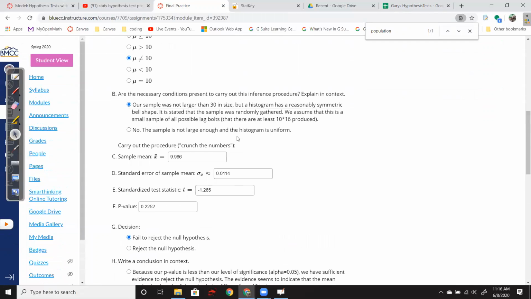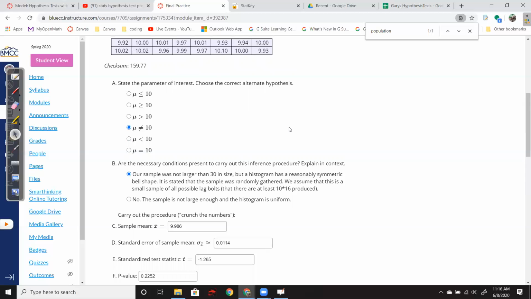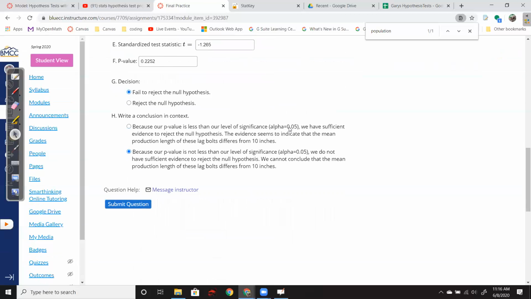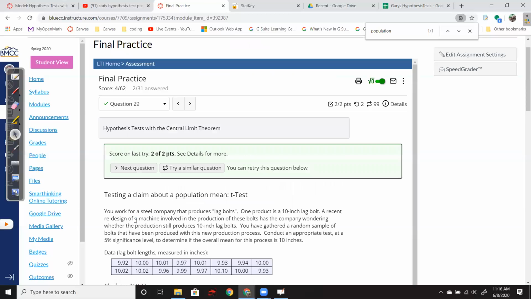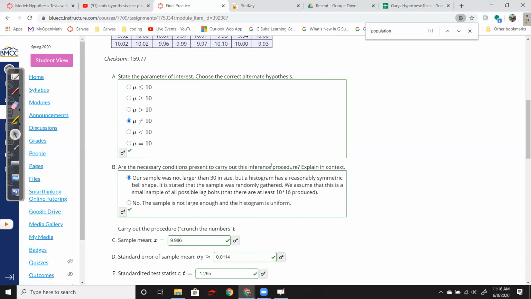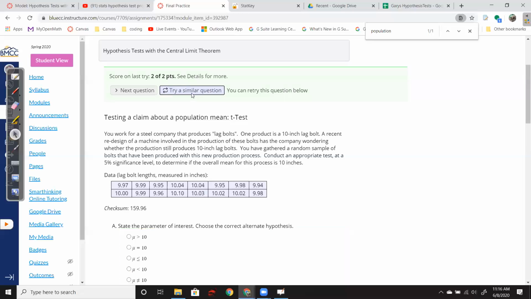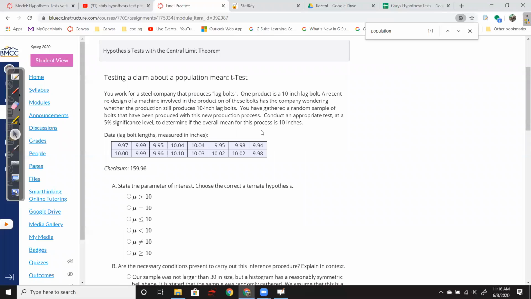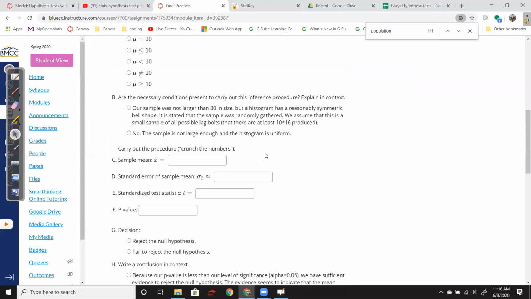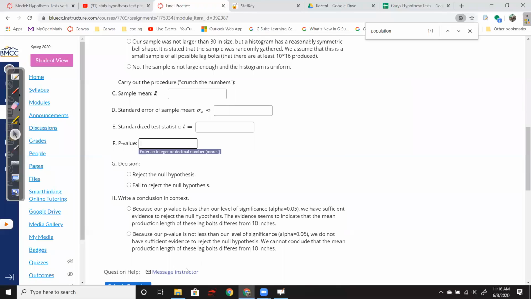Okay, so your problem had a different set of 16 lag bolts, or you might even have different than 16. So I'm just going to submit mine for fun, and I got them right. And if I try a similar one, which you should do if you got help on a problem, I have a different set of numbers here. I'm not going to end up with the same results I had before. So my mean, my standard error, my t, my p-value will all be a little bit different, and I may have a different decision and conclusion to make on that one.